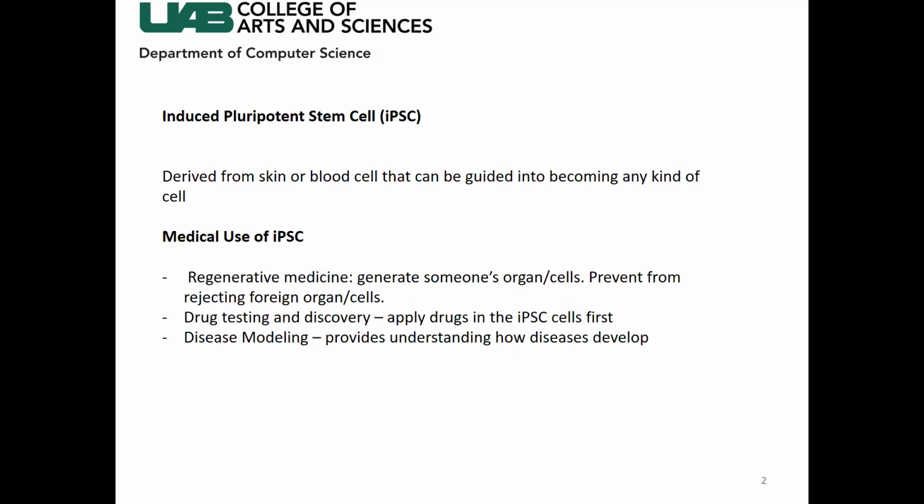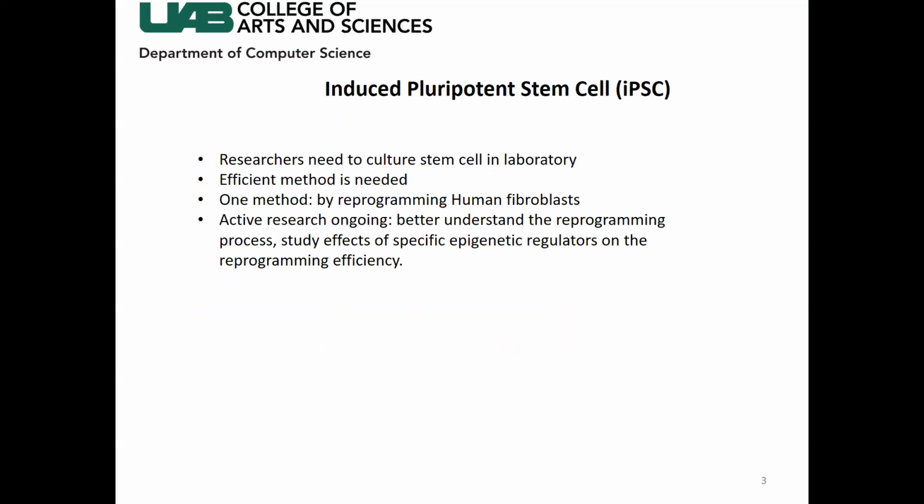Because of this, it is an active research field, and researchers need to generate lots of iPSC cells in the laboratory. We need an efficient method of generating iPSC cells. One method is reprogramming human fibroblasts. A human fibroblast is one kind of skin cell, and we want to better understand how we can reprogram a human fibroblast into a stem cell, and what kind of epigenetic regulators accelerate or decelerate the process.